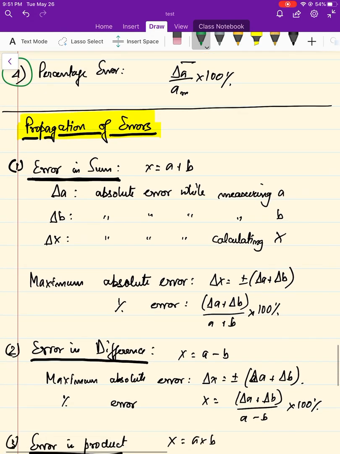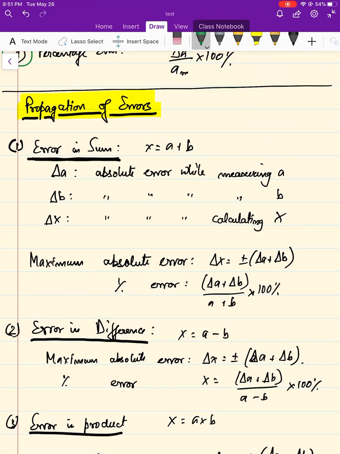And the final topic for the day is how propagation of errors works. Let's say you're adding two numbers, and both of the numbers have some error within them. How does the final value get affected? How much error creeps in when you add two values which have certain inherent errors? Let's say a has an error, b has an error, then how much error will x contain? So delta a is the absolute error while measuring a, delta b is the absolute error while measuring b, and delta x is the same for x.